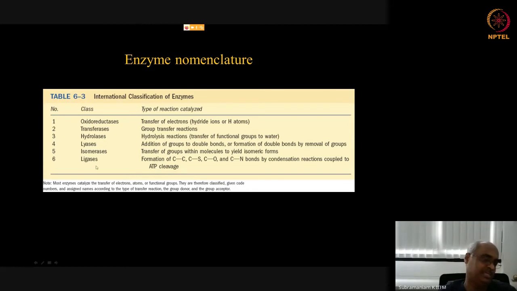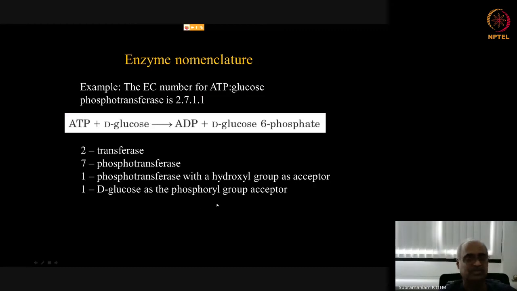Then you have ligases, which join and make bonds: carbon-carbon, carbon-sulfur, carbon-oxygen, carbon-nitrogen, like the peptide bond. These bond formations are catalyzed by ligases. Under each of these groups you have a very large number of enzymes distinct from the other five, and that is why you have these six major groups. Within these we have subgroups, as we saw in the example of ATP glucose phosphotransferase.